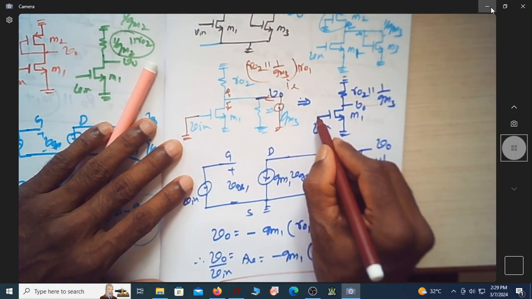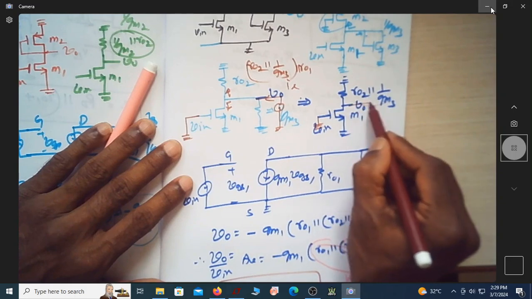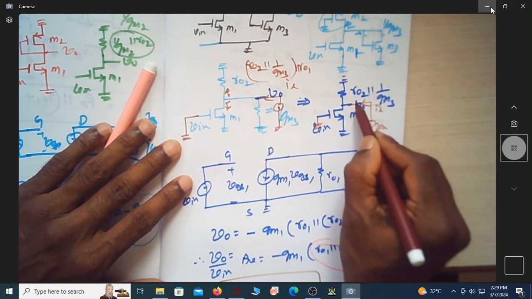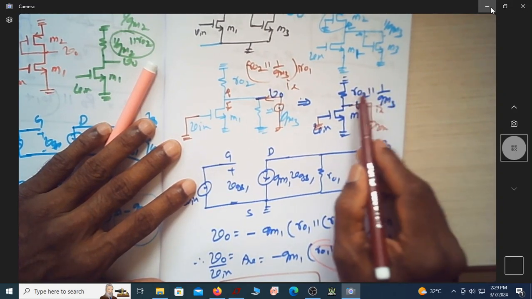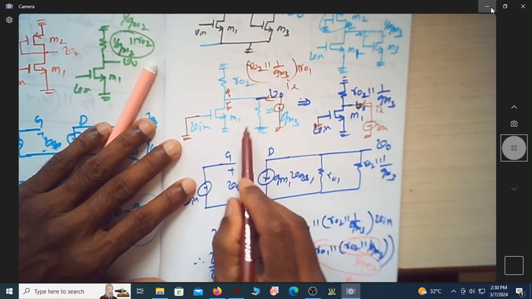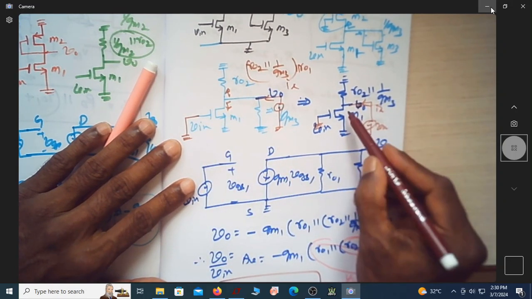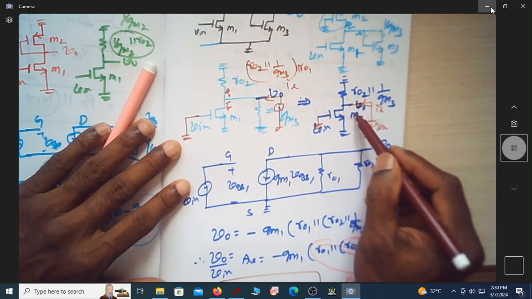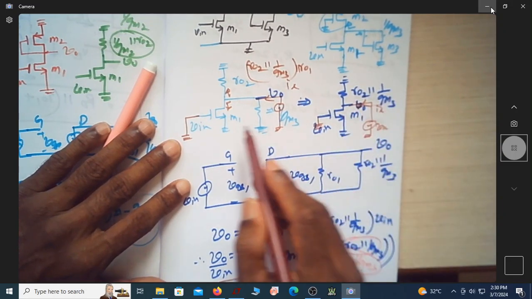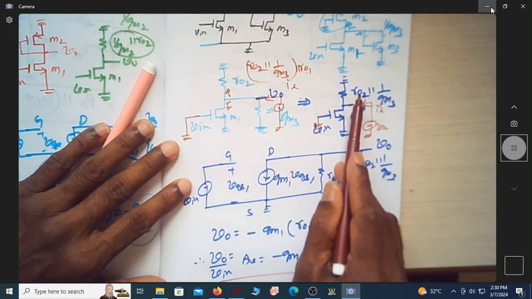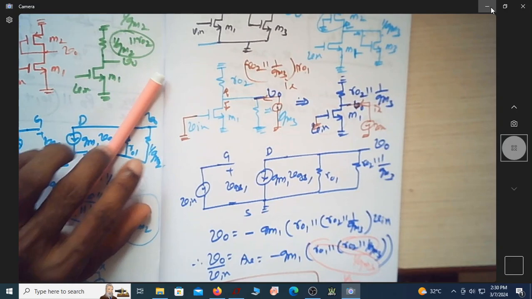Of course, you can simply AC ground this one to find R out. You can just do it like this. This is Vx. Find out what is Ix. This V0 is not there. So what is the resistance looking up? It is R02 in parallel with 1 over Gm3, which is due to these two parallel combination. What is the resistance looking down from the drain side towards drain? It is R01. So overall resistance is R01 in parallel with R02 in parallel with 1 over Gm3.